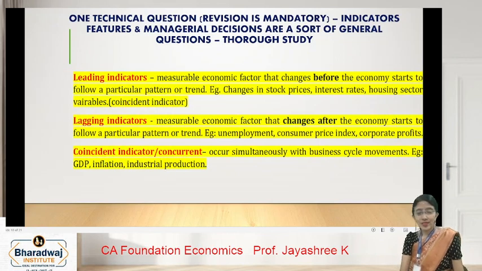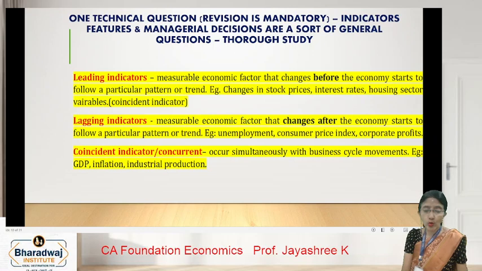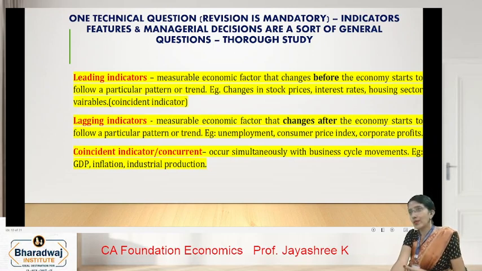Next one. Leading, lagging, coincident indicators. Students lose marks in this segment. Typically, please understand, that is one technical question about indicators. They will give you a variable and ask you to find out whether it is leading, lagging, or coincident. Do you remember these three terms?